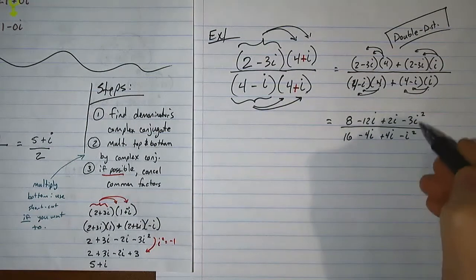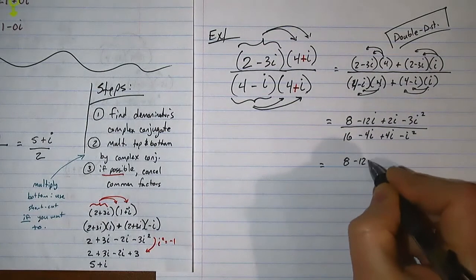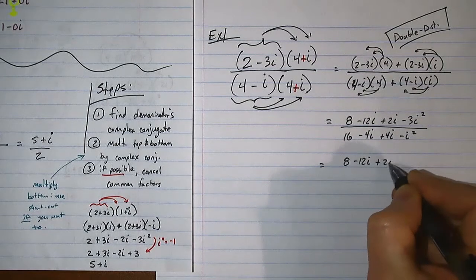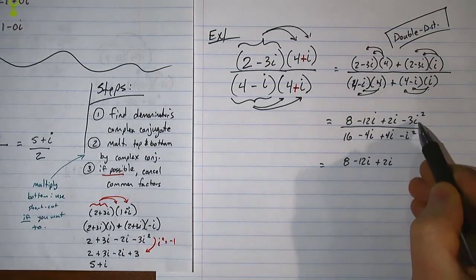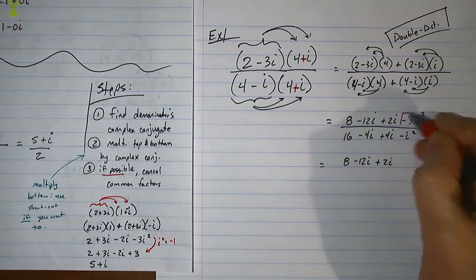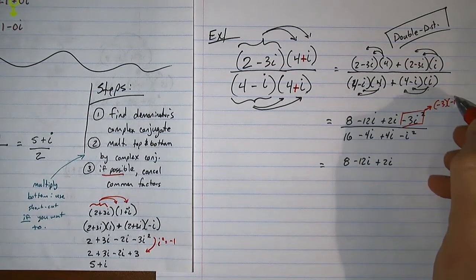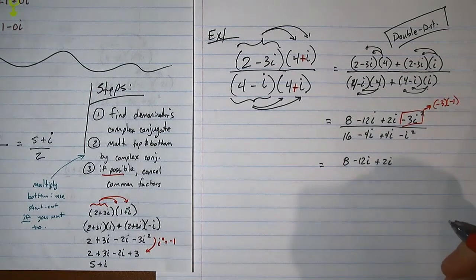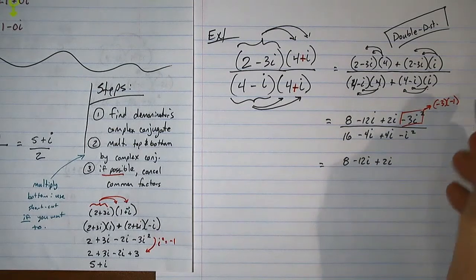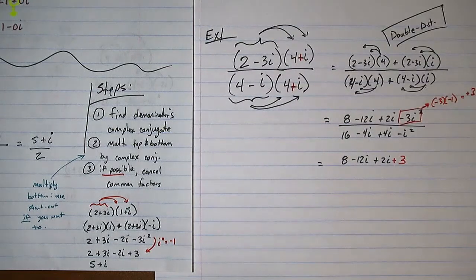So the next thing I'm going to do is deal with these two i squareds. Everything else in the top is going to stay the same right now. But this i squared is going to turn into a -1. So what this becomes is a -3 times a -1, right? Because i squared is equal to -1. And -3 times -1 is a +3. So that's what's going to end up right here as a +3.